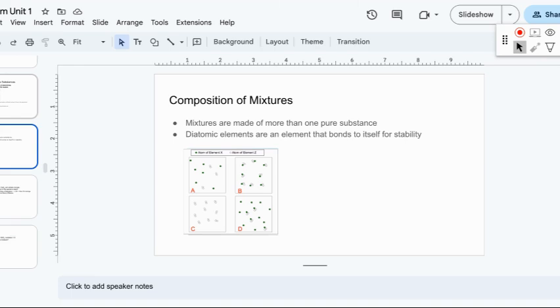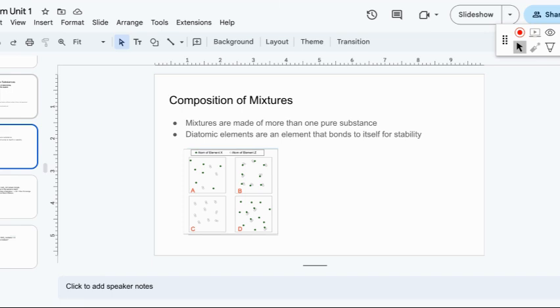So in this lesson, it's talking about mixtures. In a previous lesson, we talked about how a pure substance is an element or a compound. A mixture is made up of more than one pure substance, and that's as far as they get in AP Chemistry. They don't talk about types of mixtures. A mixture is just something made up of more than one pure substance.